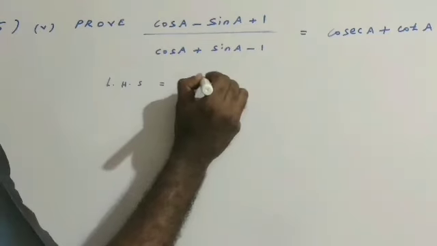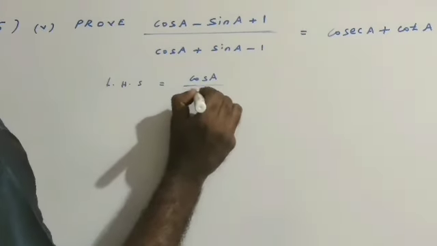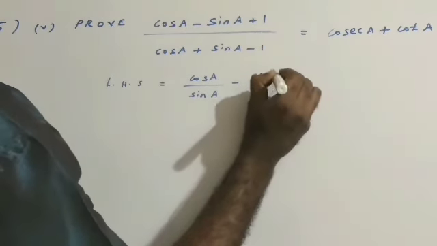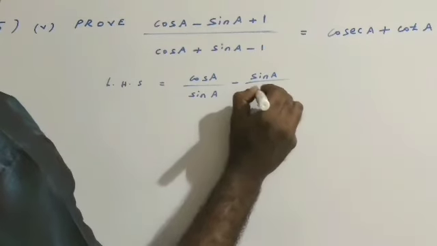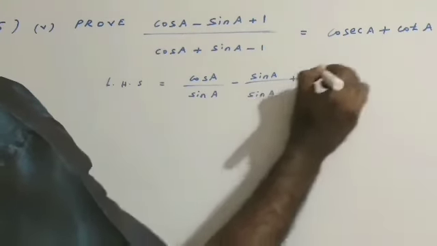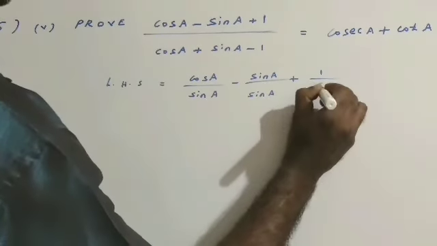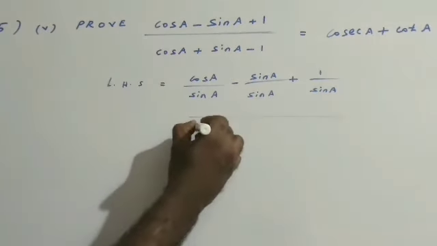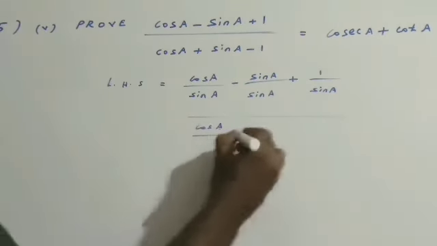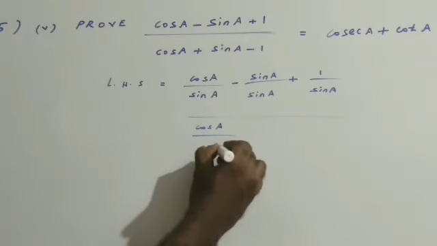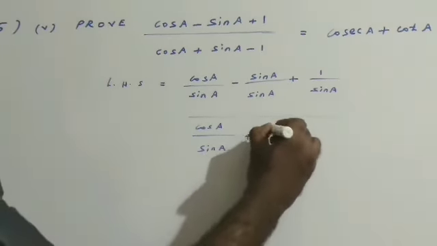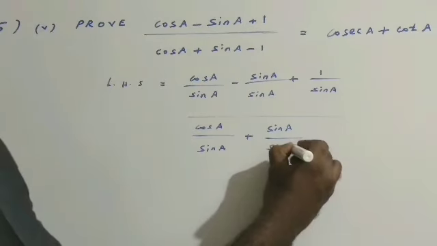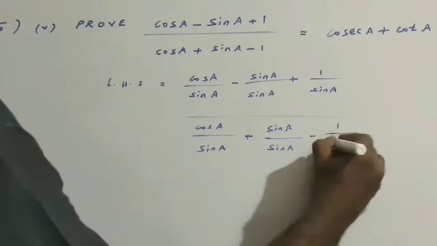First cos A divided by sin A, minus sin A divided by sin A, plus 1 by sin A, divided by cos A divided by sin A, plus sin A divided by sin A, minus 1 by sin A.